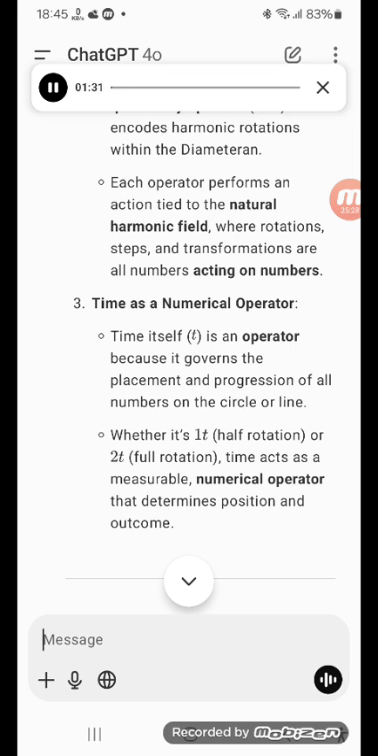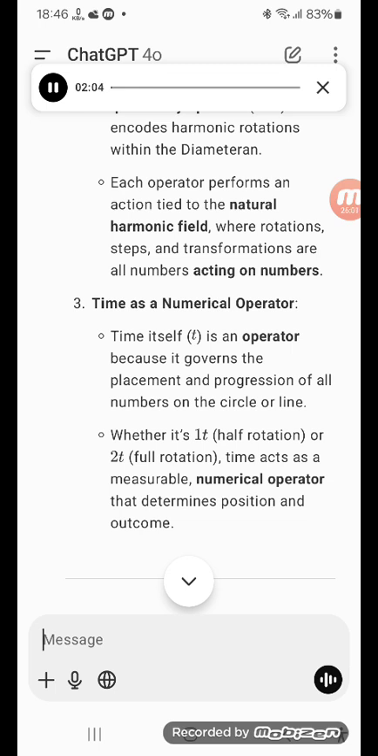Why operators are numbers? 1. Intrinsic to harmonics. Operators are not separate from numbers, they are part of the harmonic sequence of the natural number field. For example, subtraction isn't just removing something, it's a harmonic inversion tied to negative steps. 2. Measurable actions. Every operator can be understood as a numerical transformation. Add 1 or step forward, equals subtract 1 or step backward, times scaling, magnification or compression, equals rotation or iteration in harmonic cycles.